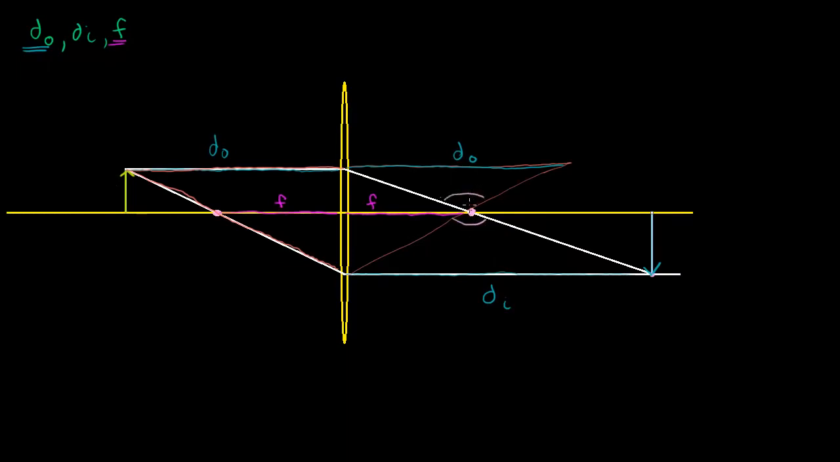Sometimes they're called opposite angles or vertical angles. They're on the opposite side of lines that are intersecting, so they're going to be equal. Now the next thing comes out of the fact that this line is parallel to that line right over there.